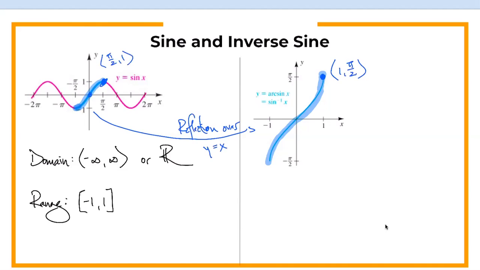Now this point in the middle is 0, 0, and when I switch it, it becomes 0, 0. And this last point down here has an x value of negative pi over 2 and a y value of negative 1. And so when I switch them, I get negative 1 comma negative pi over 2. Okay? So that's where we get this graph of inverse sine from, or arcsine.